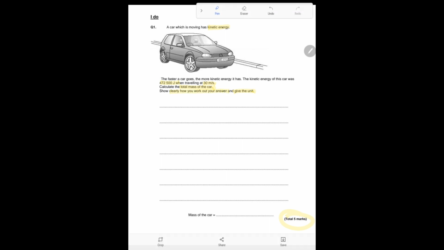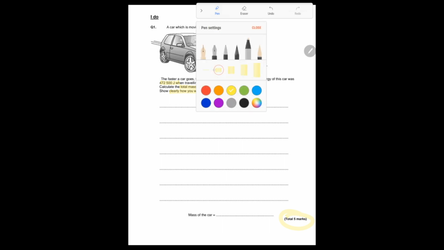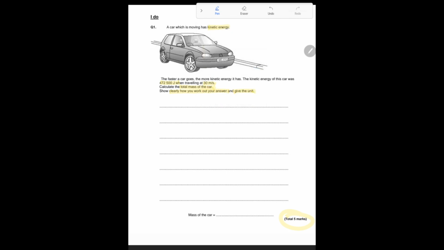So I've read my question, I've highlighted the important parts of my question, and I know that now when I go and conduct this question, I should be making sure that I'm using the information that is provided here. Now the first thing is that this question includes kinetic energy. So the first thing I'm going to write down is my kinetic energy formula, which is kinetic energy is equal to half times mass times velocity squared.